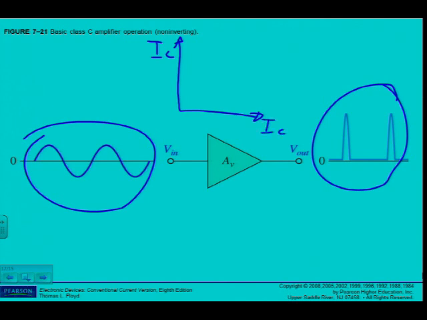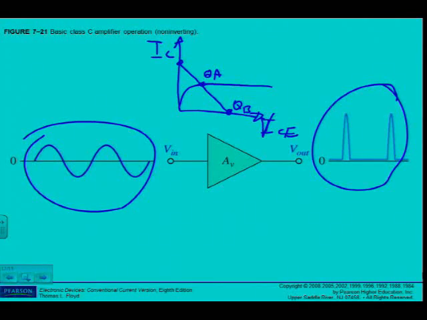The characteristic curve. That's VCE, of course. Saturation, cutoff, load line. Remember that was the Q point for the class A amplifier, and that was the Q point for the class B amplifier. So how am I going to get that output waveform?